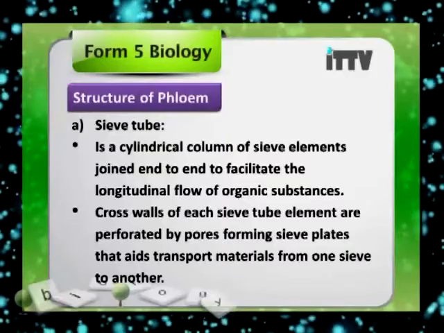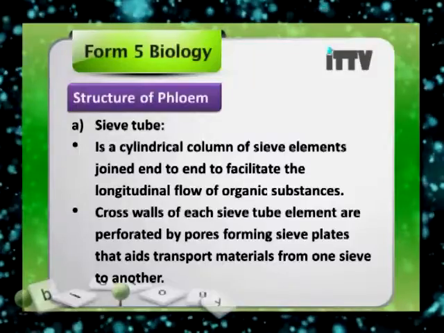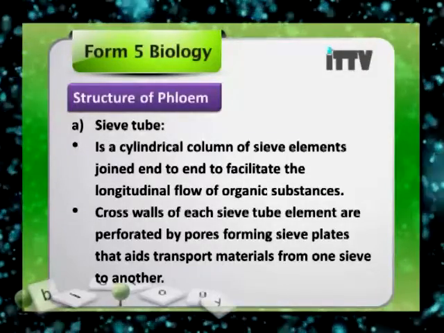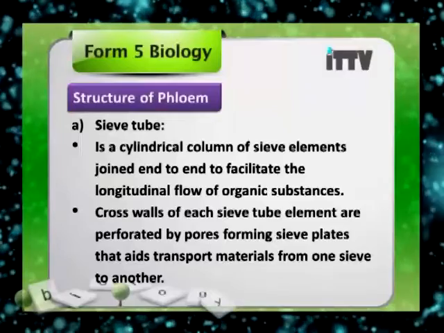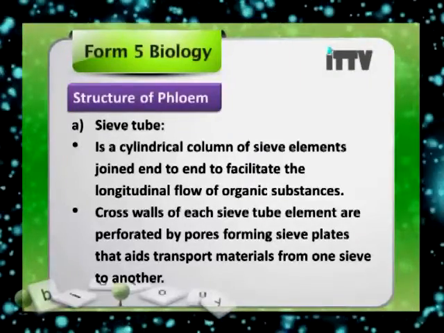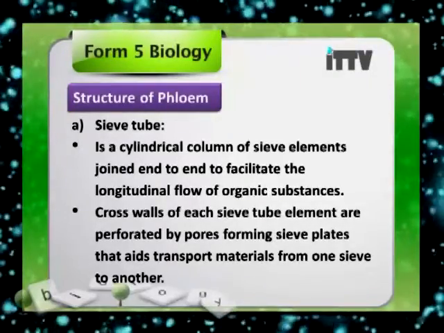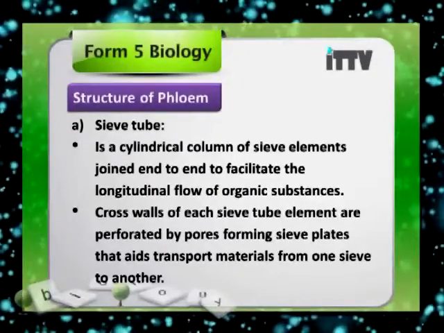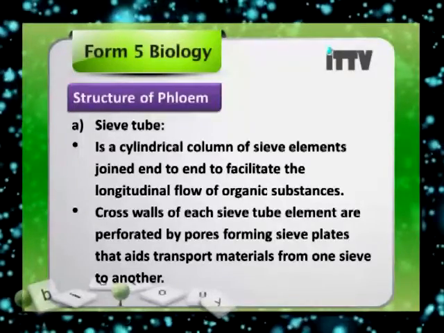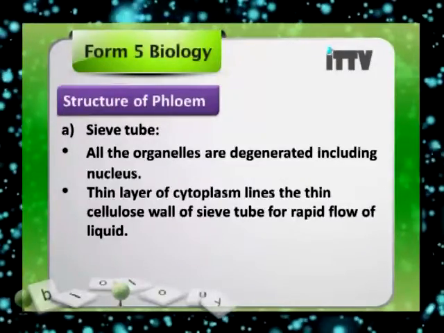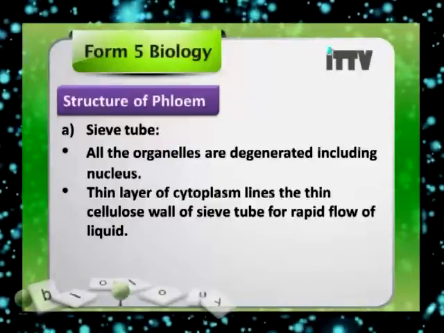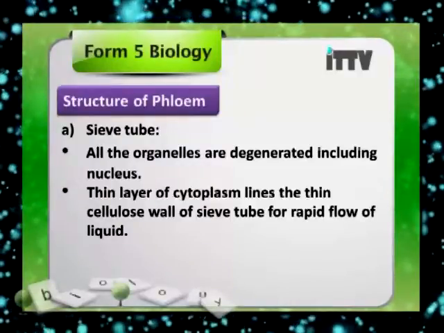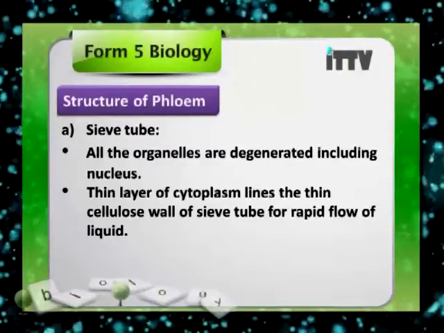Now a sieve tube is a cylindrical column of sieve cells joined end to end to facilitate the longitudinal flow of the organic substances. Cross walls of each sieve element are perforated by pores, forming sieve plates that aid transport of materials from one sieve to another. And all the organelles are degenerated, including the nucleus. There's a thin layer of cytoplasm which lines the thin cellulose wall of the sieve tube for rapid flow of liquid.